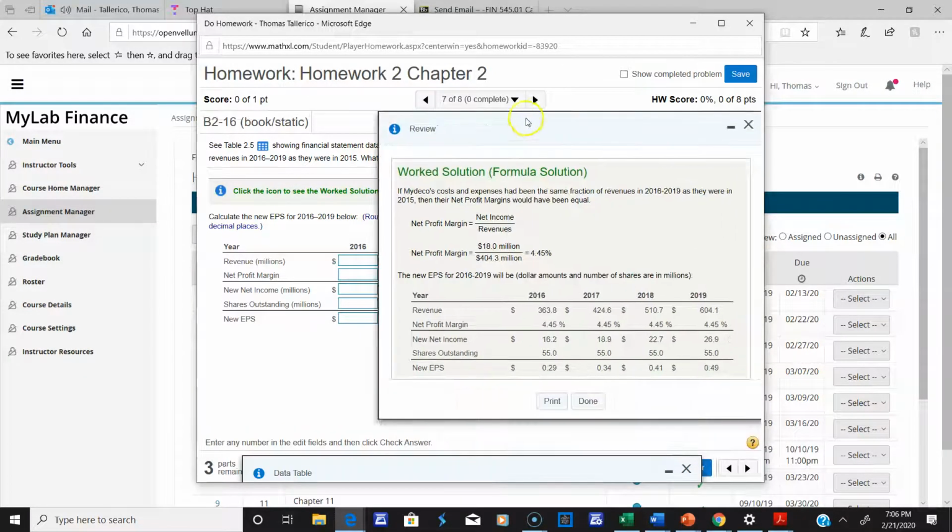So these numbers right here at the bottom would get popped right in these boxes here for each year. New earnings per share. Just pop these numbers in right here.